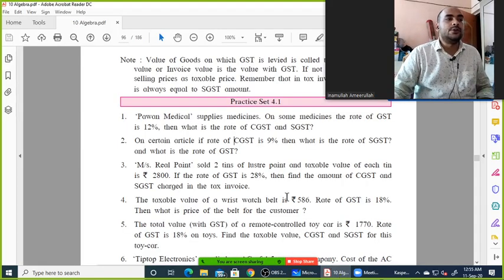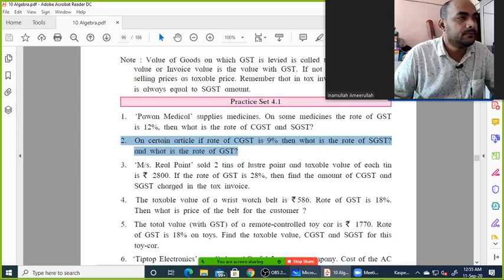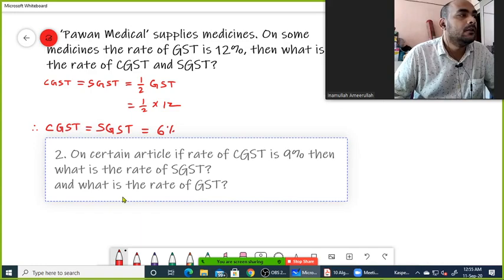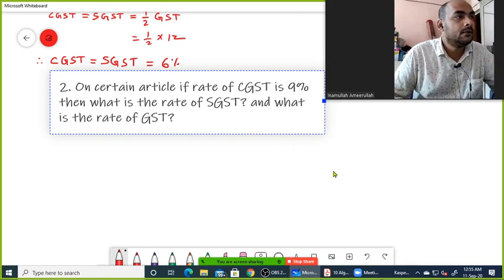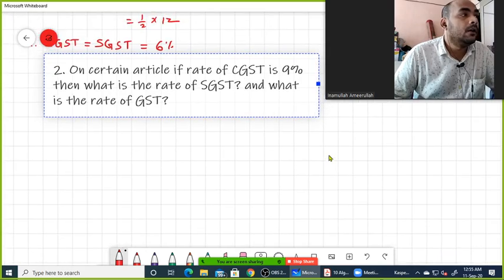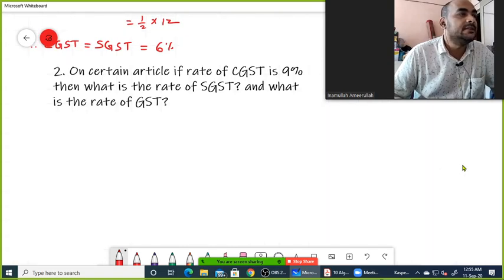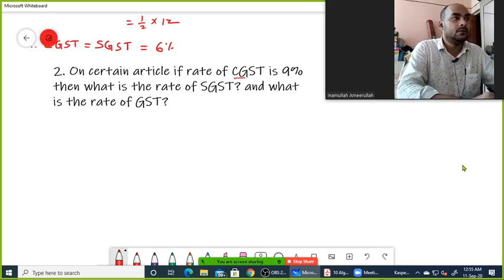Now next question, question number 2. On certain article, if rate of GST is 9%, CGST is 9%, then what is the rate of SGST and what is the rate of GST?